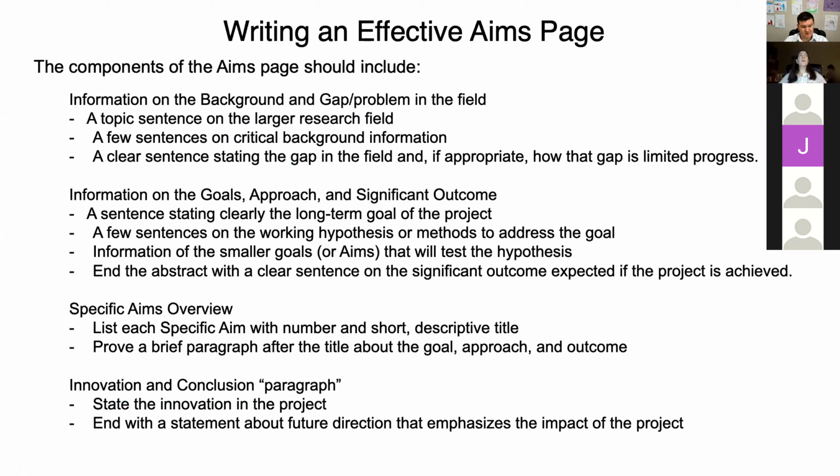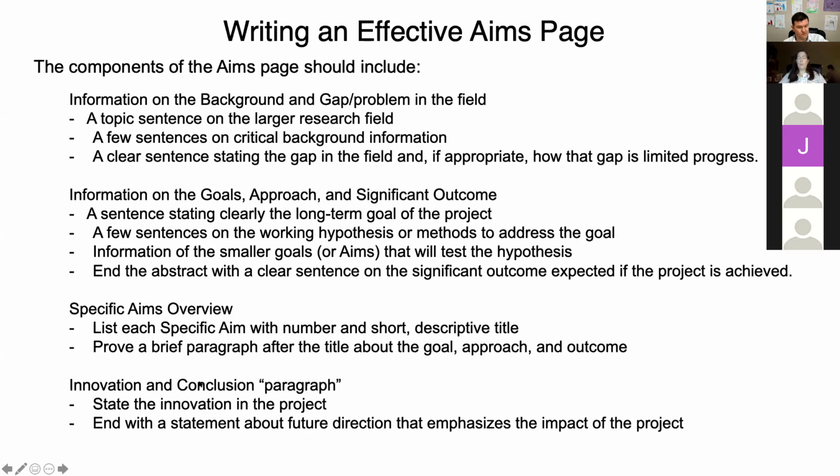So if you look at the components of an aims page, there's a lot of similarity to the abstract. You will have information on the background and the gap in the field, just like an abstract. You will have information on the goals and the approach and the outcome, just like the abstract. The difference here is that you're going to add two new topics. One is you're going to have an overview of your specific aims. You're going to go a little bit more in depth into what the experiments and the results are going to look like. And you'll also add comments on innovation, maybe future directions, and you'll put in a nice conclusion.